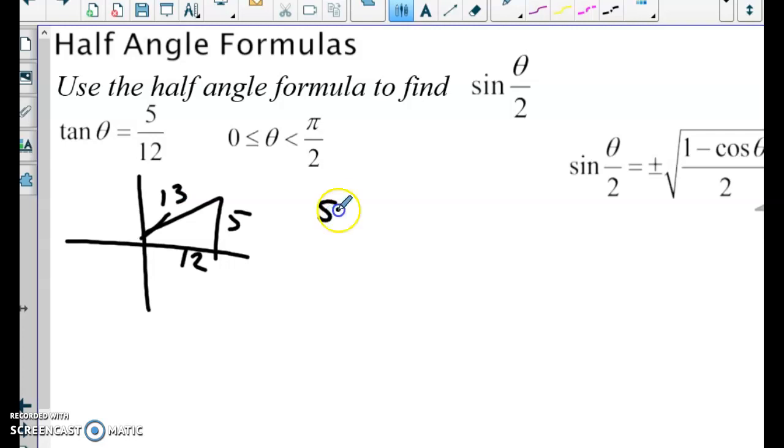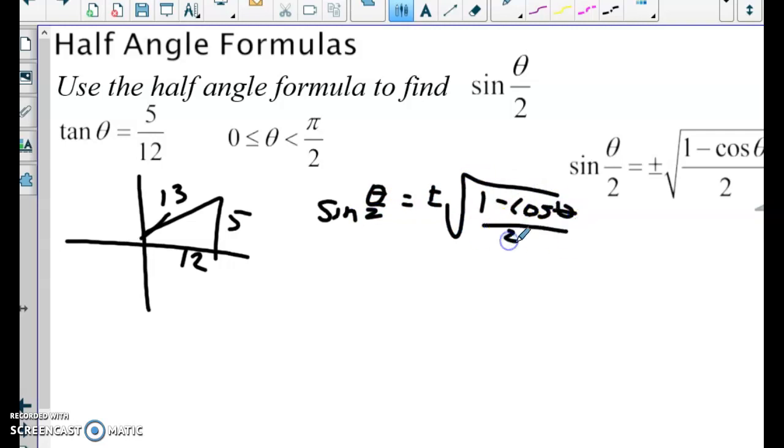So the sine of theta divided by 2 is equal to plus or minus the square root of 1 minus the cosine of theta, all divided by 2. We know since we're in the first quadrant that we're going to be using the positive here. So I'm going to make that positive. And then I'm going to plug in 1 minus the cosine.